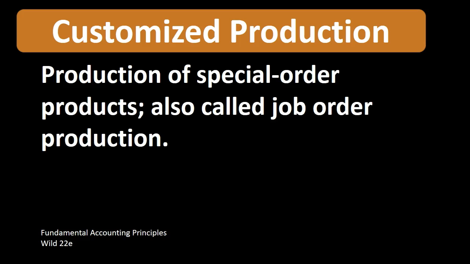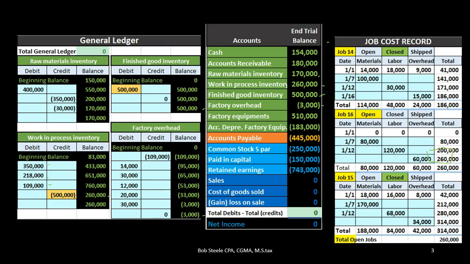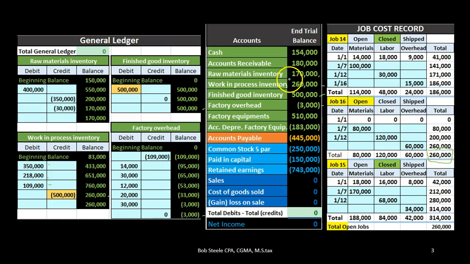a process cost system, a system which could look something like this, where we have the trial balance accounts and the inventory within those trial balance accounts broken out by component of inventory, including raw materials inventory, work in process inventory, finished goods inventory, factory overhead.